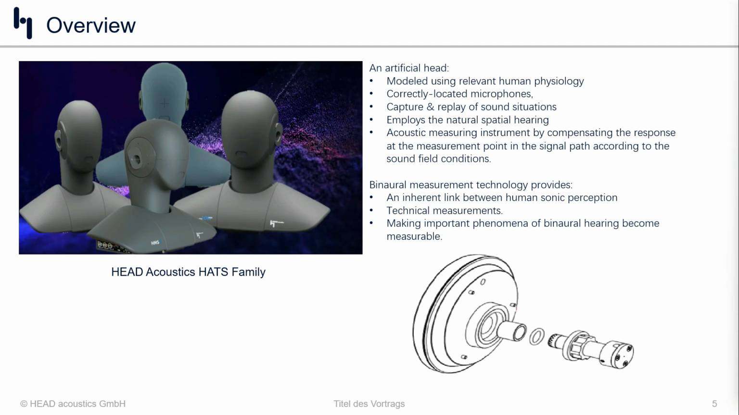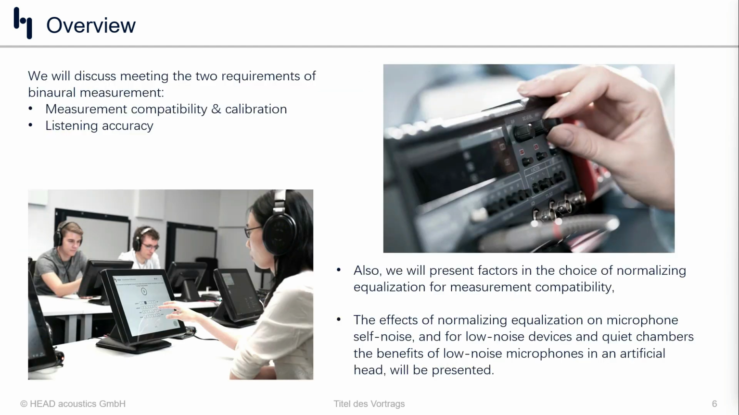And this was the beginning of Head Acoustics, and it has been codified much more recently in 2018-19 in ISO 12913-2, which is the second component in the three-part -1-2-3 ISO 12913 soundscape standard set, where it is required that you have binaural acquisition and calibrated binaural playback. So we're going to discuss the two requirements of binaural measurement, how you get compatibility and calibration on the one hand, and how you get listening accuracy on the other. We're also going to present factors in the choice of normalizing equalization for the measurement compatibility, and the effects of the normalizing equalization on the microphone self-noise.